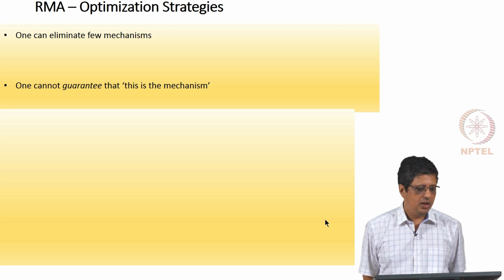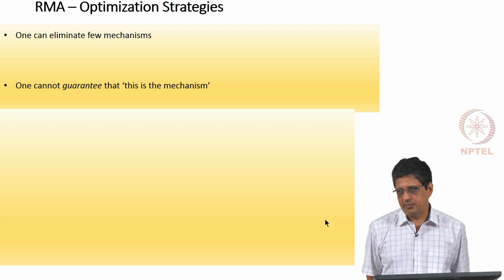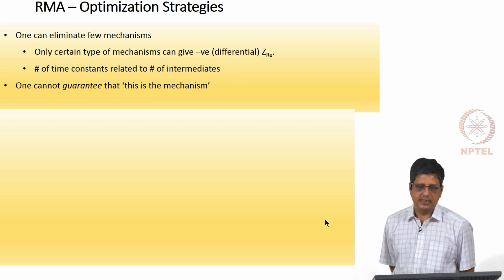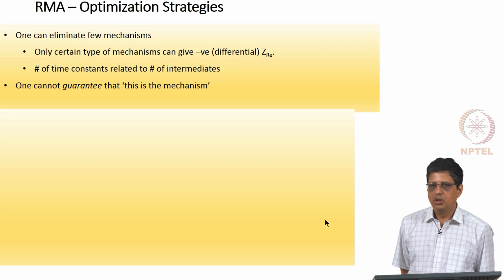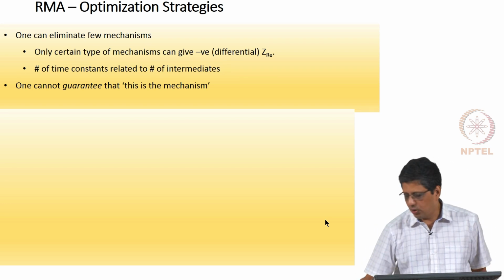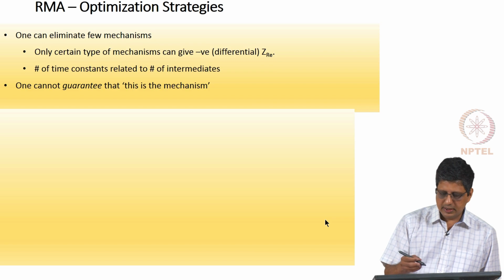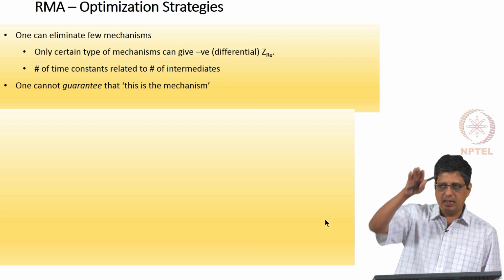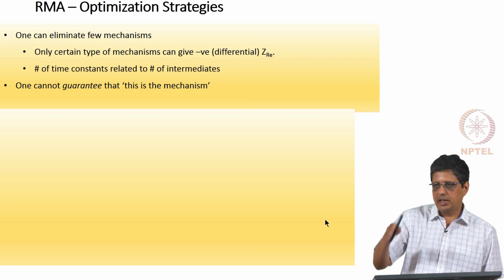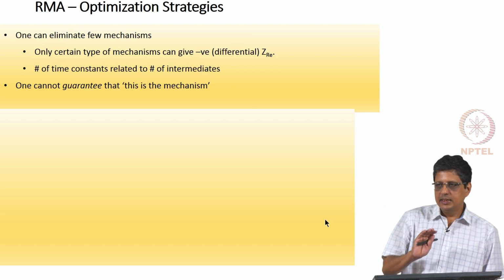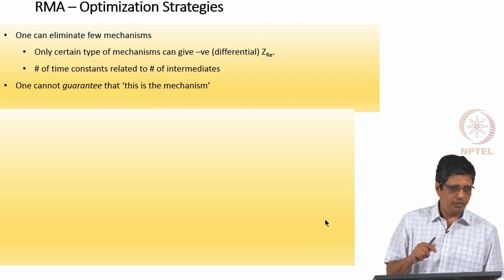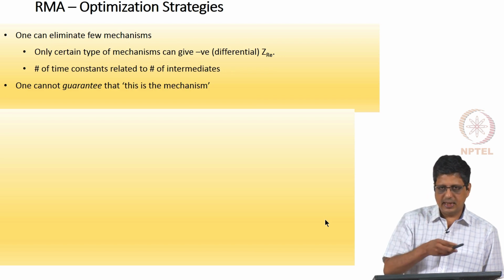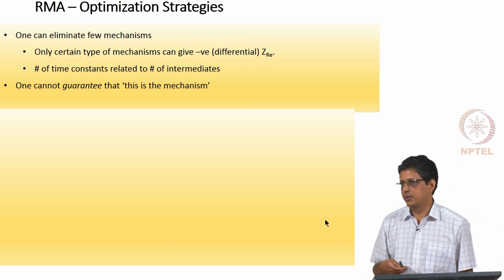We can use RMA to eliminate a few mechanisms. For example, not all mechanisms will give you negative resistance. So, if you see negative resistance in polarization data, I am going to draw it here, current increasing with potential and then decreasing after some time, then you can say certain mechanisms will never give that type of polarization. So, you can eliminate those. Certain mechanisms can give an increase and decrease. So, you should evaluate those.